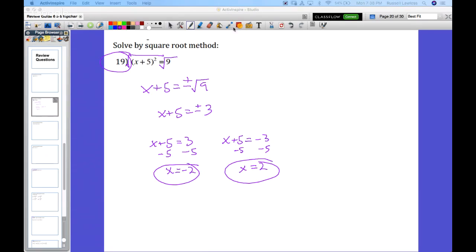Oh, oops, that shouldn't be a positive 2. Negative 5 minus 3 is not positive 2. It's actually a negative 8. Sorry for that. Let's continue on. That's the square root method.